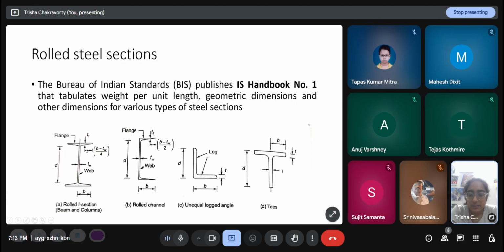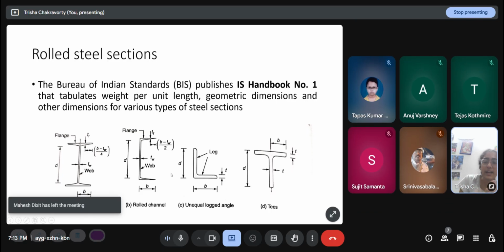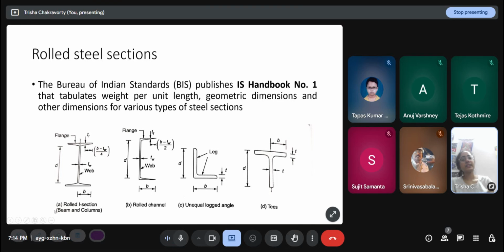So this is an I section with two flanges and one web, and this is a channel section with two flanges and one web but arranged in a different way. So all these dimensions are tf, b, tw, d. All of these numbers are listed, and the sections are given a certain name like ISMB 200, and then all these dimensions are tabulated. Then other properties like the moment of inertia in both directions, the plastic modulus, and the unit weight per unit length are also mentioned in the table.